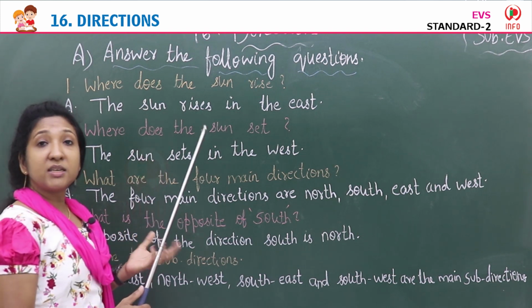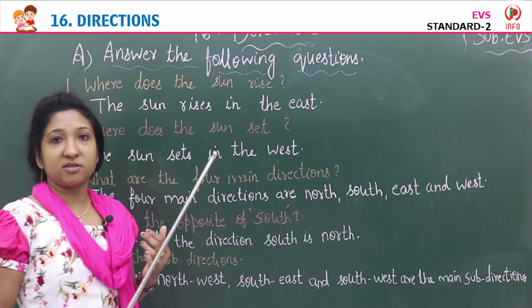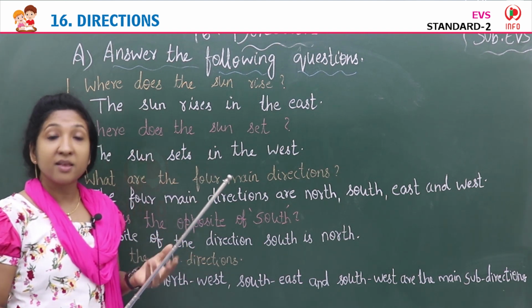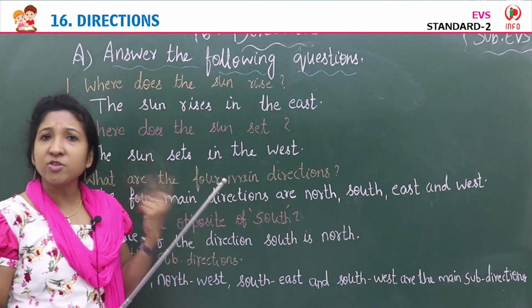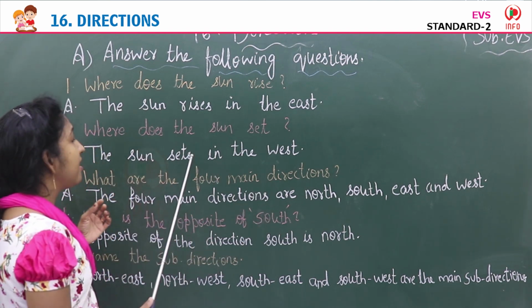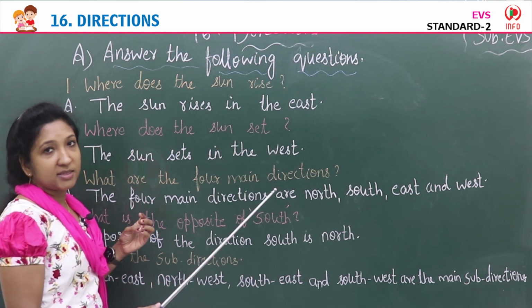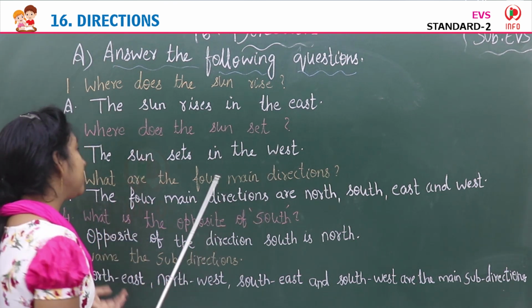Coming to the second question. What is the second question? Read. Where does the sun set? Where does the sun set? The sun sets in which direction? West. Yes, answer: the sun sets in the west. W-E-S-T, west.